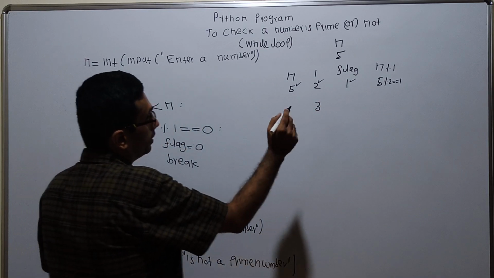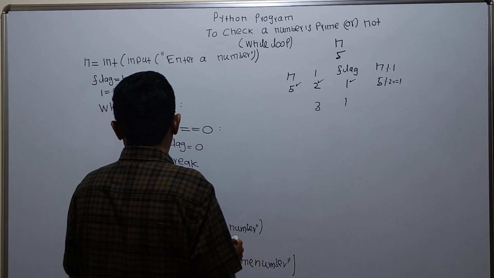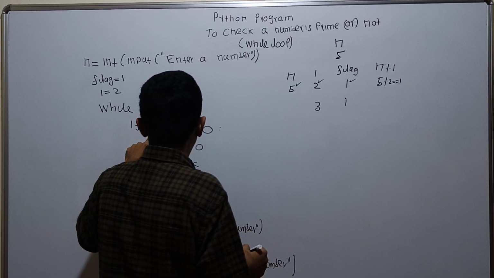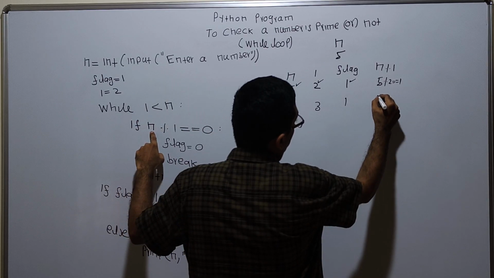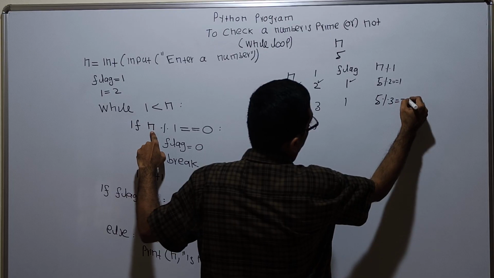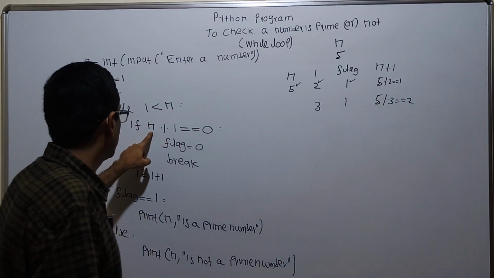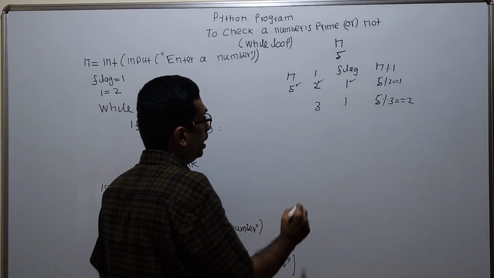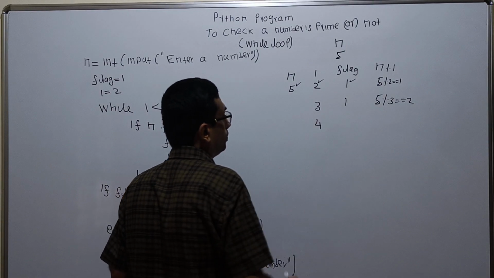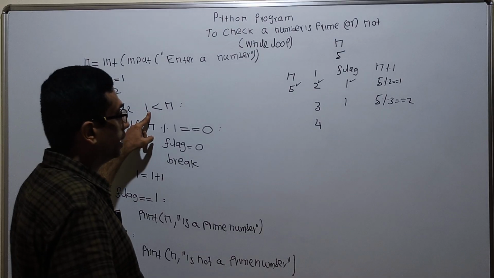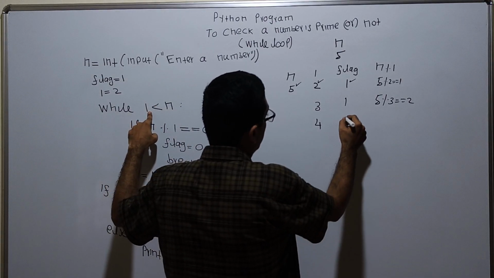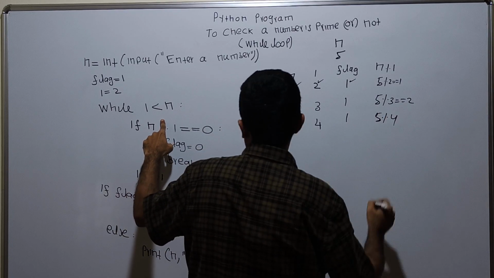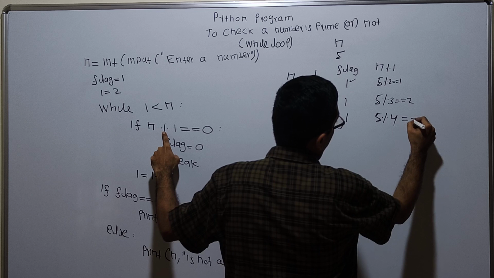Flag is retaining its same value and it will check 3 less than 5, which is true. It will check 5 modulo 3. The value is 2. Here also the condition is false. I will get incremented by 1. Now I value is 4. We'll check 4 less than 5. The condition is true. Flag retains its value 1 and 5 modulo 4, the remainder is 1.